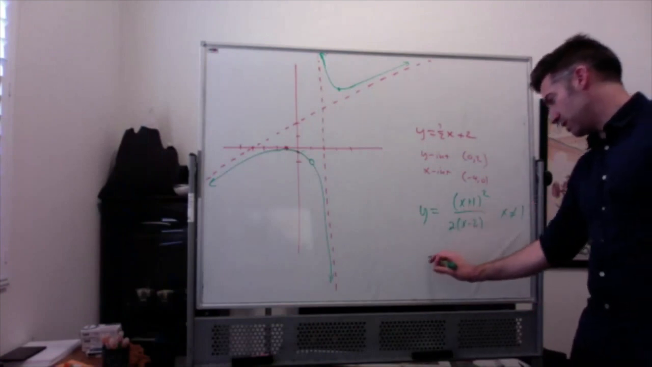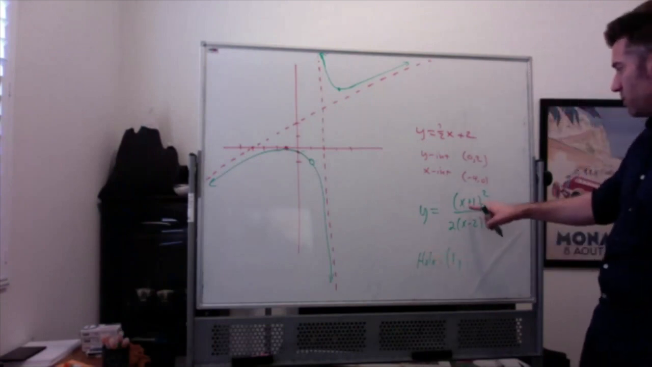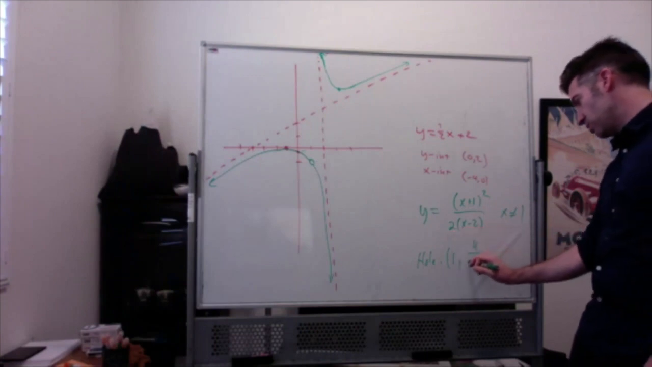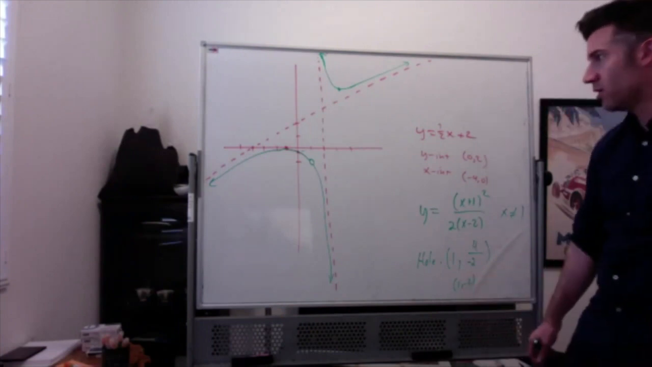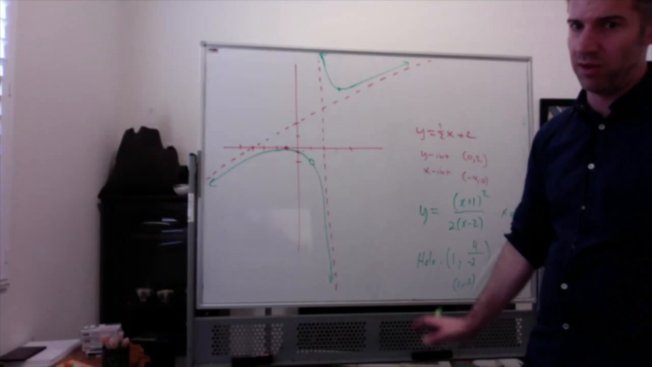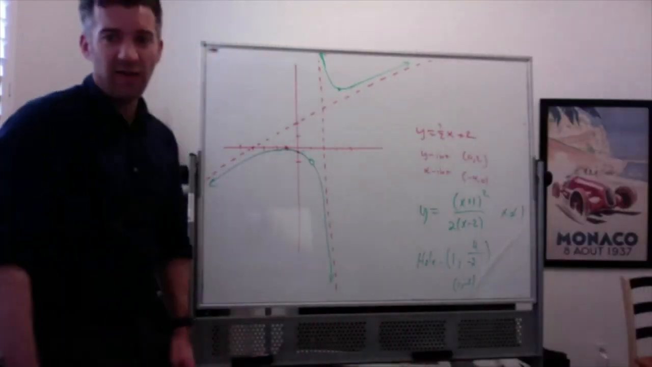Y would be, let's see. If x is 1, y is going to be 1 plus 1 squared, so 4, over 2 times 1 minus 2, which is -2. So the hole is at the point 1 comma -2, which I actually did a decent job. No, it looks more like I graphed it at 1, -1. Oh, well, that's life. So that's how you graph this one.